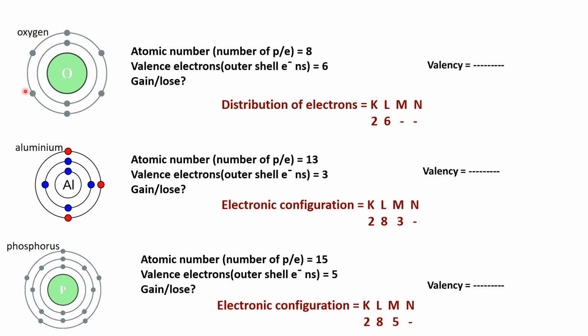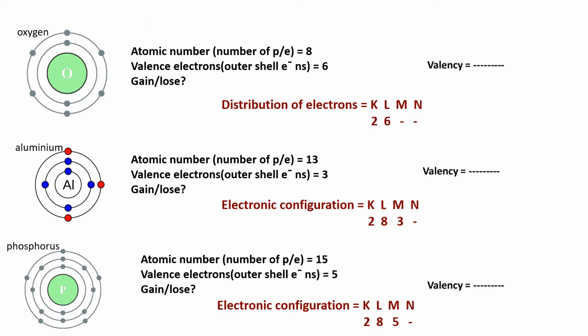So here how many valence electrons are there? 6 valence electrons. So which is easy: to leave the 6 electrons to any other atom, or gaining 2 electrons? Gaining 2 electrons is easy for this atom, because otherwise this oxygen atom has to leave these 6 electrons to others, so that much energy it has to spend. So which is easy? To get 2 electrons.